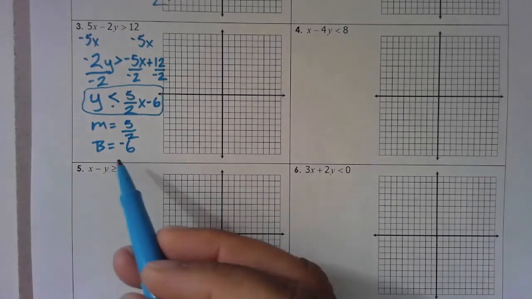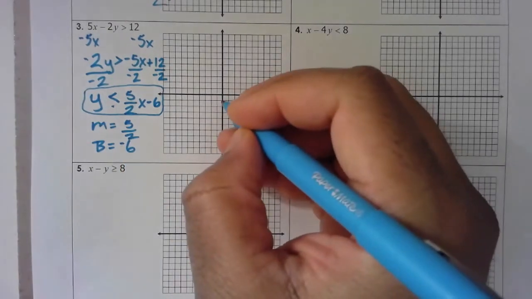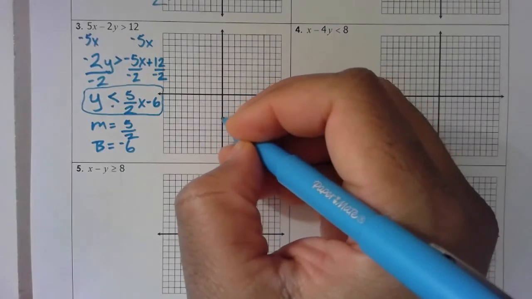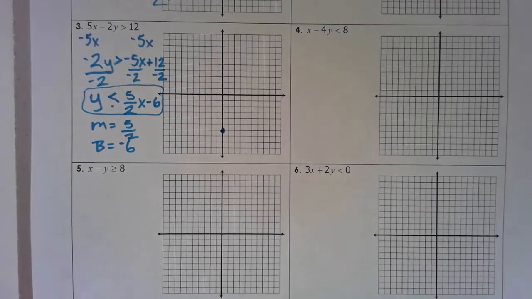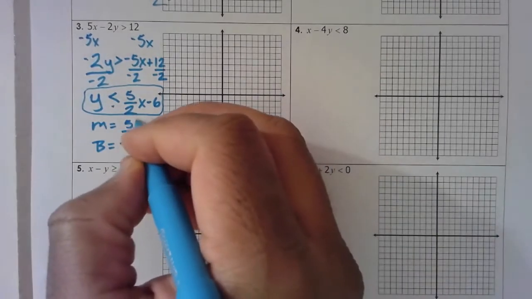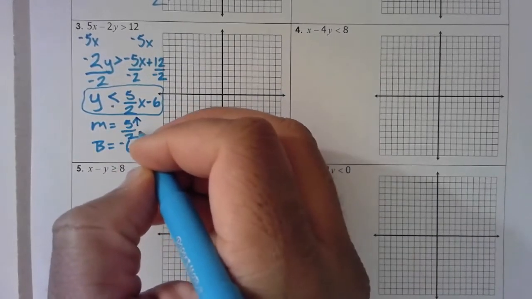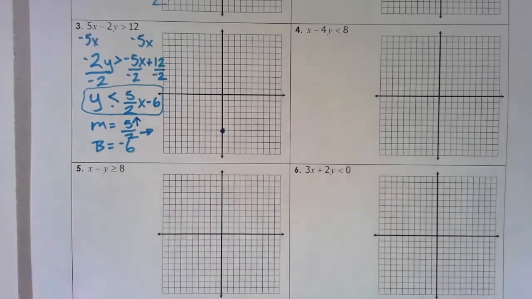First things first, let's plot. So we have the b is -6. So 1, 2, 3, 4, 5, 6. So here's my dot here. And then I have a positive 5, which tells me I have to go up. And then the positive 2 tells me I have to go to the right.